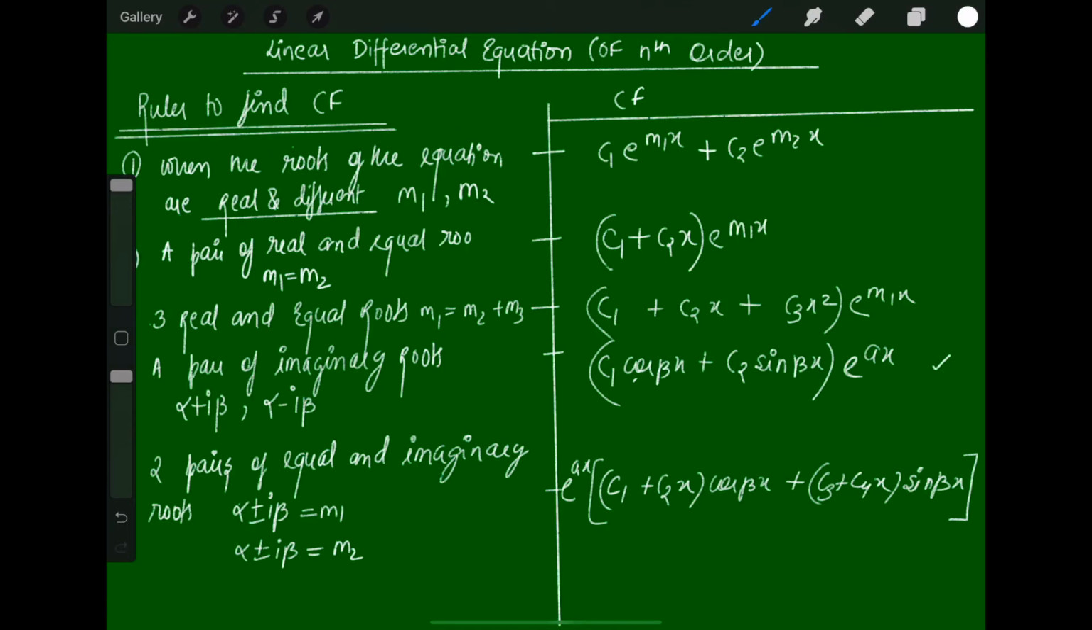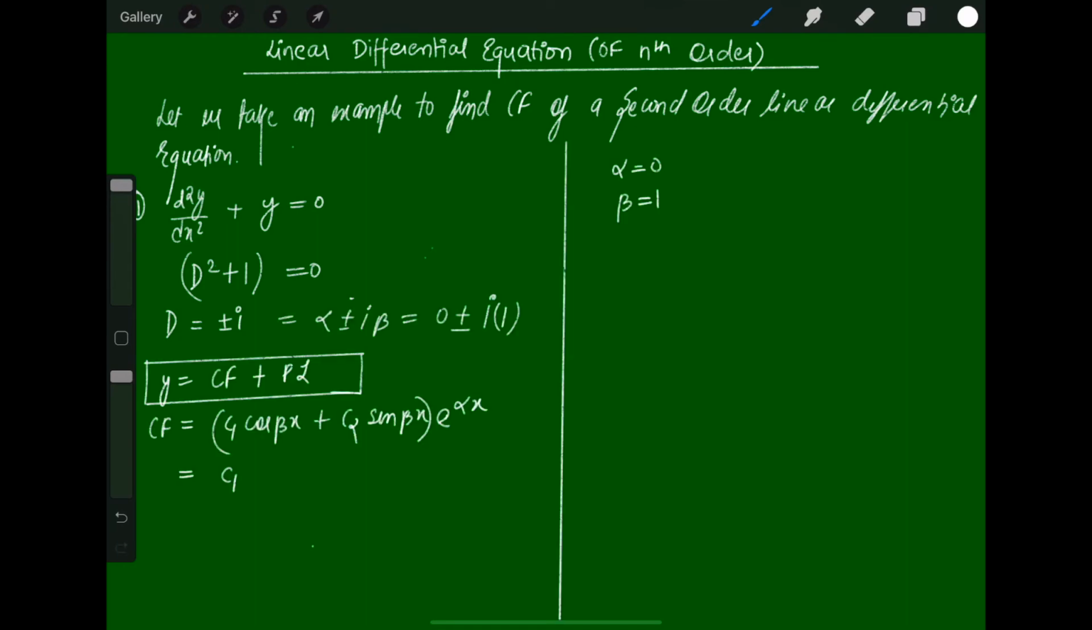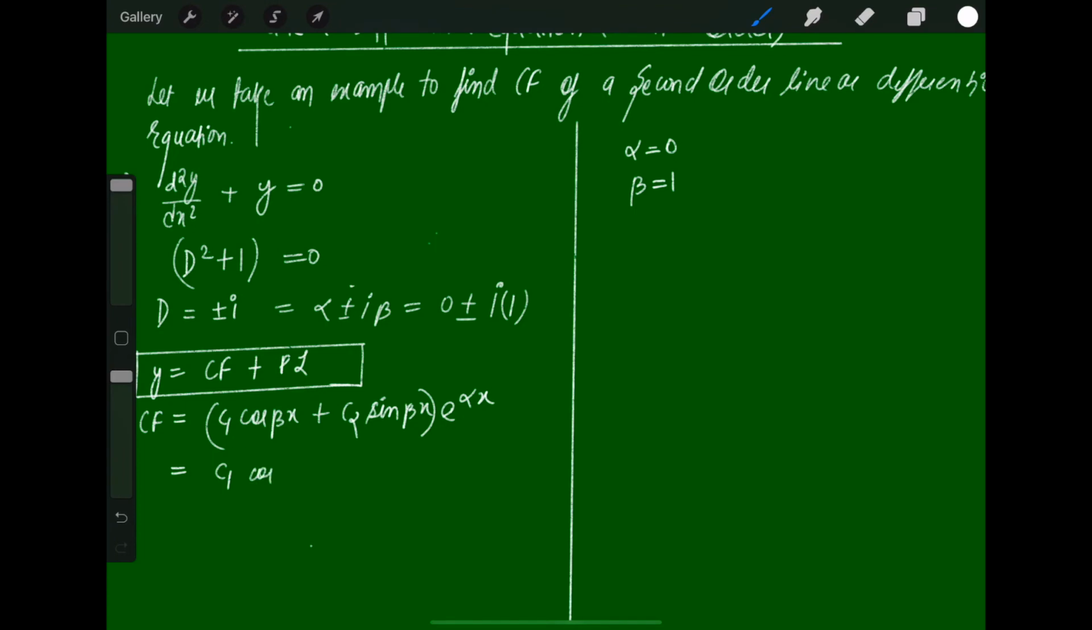So the complementary function can be written as (C1 cos beta x plus C2 sin beta x) e to the power alpha x. Here beta is equal to plus minus 1, alpha is equal to 0. Putting in the values, we get CF is equal to C1 cos x plus C2 sin x. Since the right hand side of this equation is equal to 0, PI for the time being, until we study about PI in the next modules, will be taken as 0.